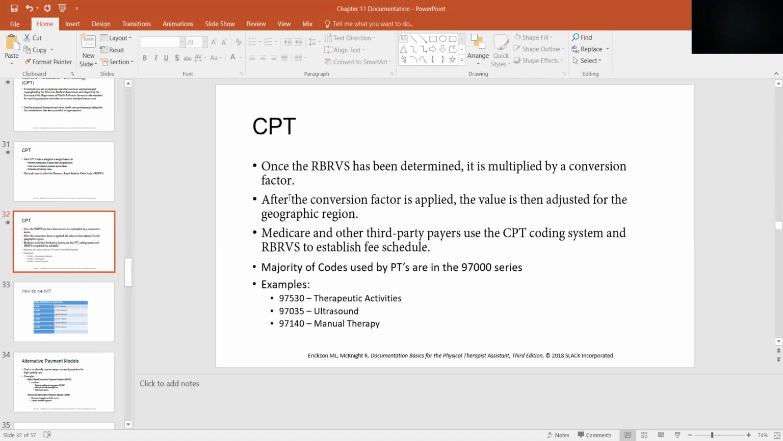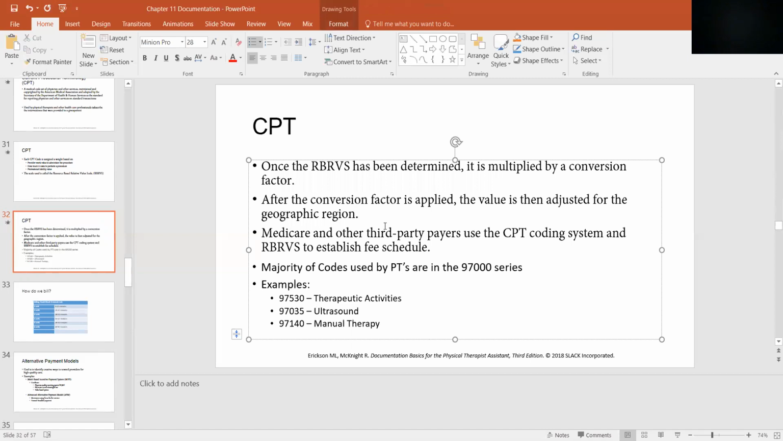So once that Resource-Based Relative Value Scale, that is a mouthful, has been determined, it is multiplied by a conversion factor. The conversion factor is applied, then the value is adjusted for geographic region. For example, California has a much higher, not better, higher cost of living than we do in Nebraska. So they're going to get reimbursed at rates different than what we are here in the Midwest. Medicare and other third-party payers use that CPT coding system, so it's not just Medicare, it's other insurance companies, to help establish a fee schedule.